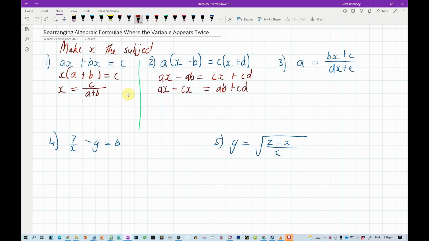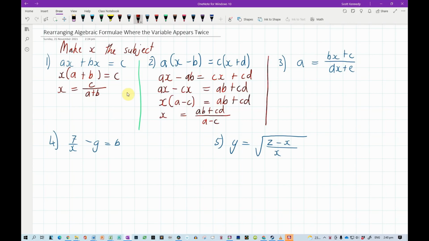Now I can do what I did in the first one, which is to factorize. So I'm going to get x into a minus c is equal to ab plus cd. And now my last step is, as before, to divide that bracketed part across to the right-hand side. So I should get ab plus cd all over a minus c. Much the same in this next one, same kinds of techniques.